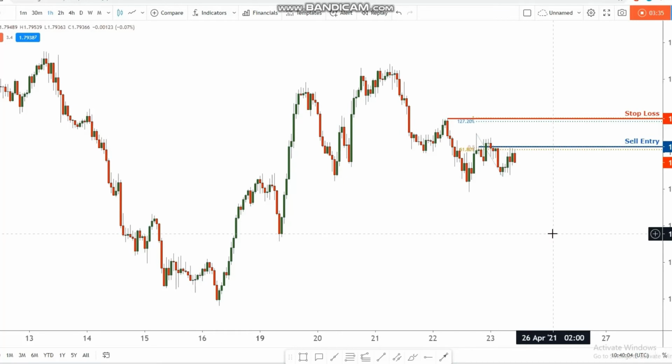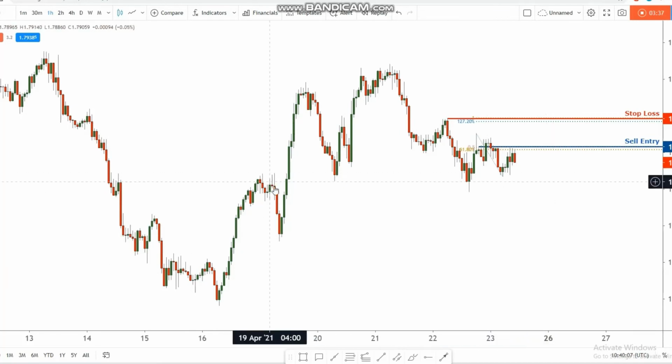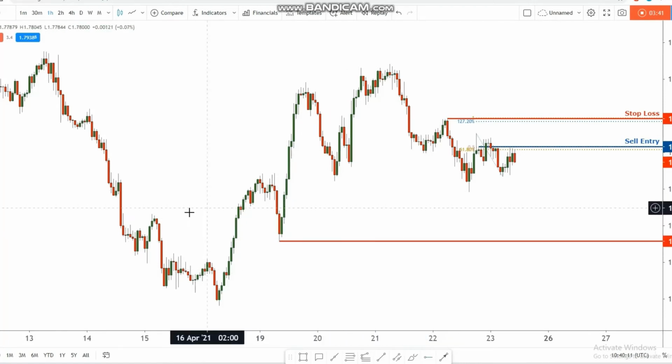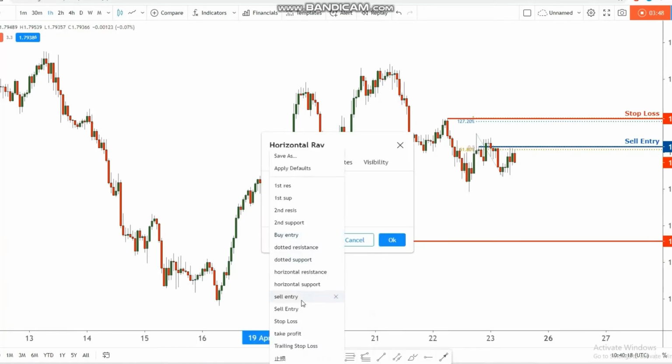Lastly is our take profit level. For take profit level, I will put it at this horizontal swing low support right here. It's a graphical level, and prices have reacted off this place before. So this is a very key level to take note of. So I will just label this as our take profit level.